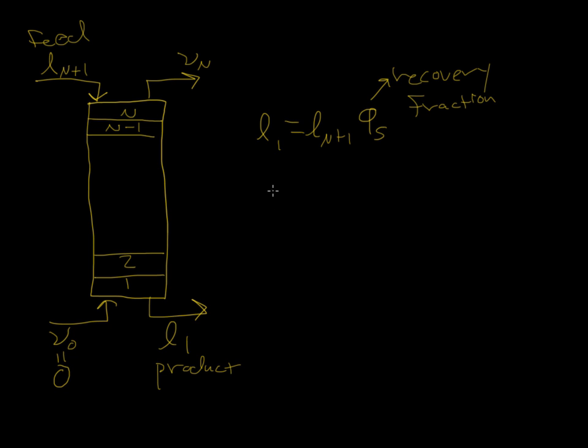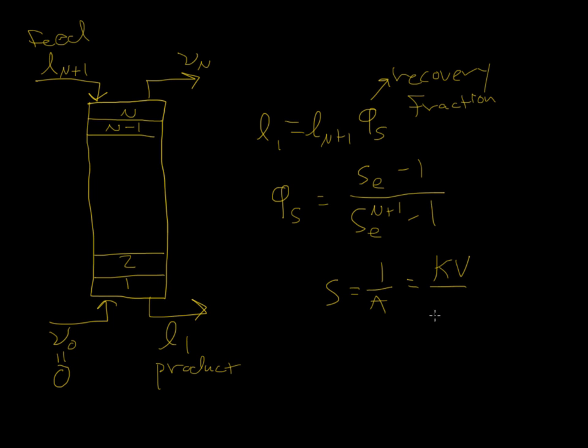Okay, and the recovery fraction, according to Kremser's group method, is related to what's called the stripping factor, in this case the effective stripping factor, S sub E, minus 1 over S sub E to the n plus 1 minus 1. So exactly the same Kremser's equation, except now we have S instead of A, and S is simply defined as the reciprocal of A. Okay, so S is equal to 1 over A. So it's going to be equal to K value times vapor flow rate all over L.